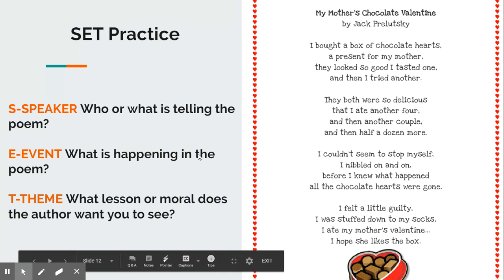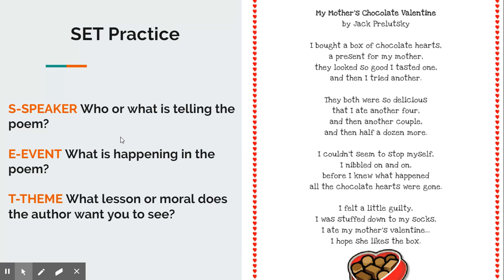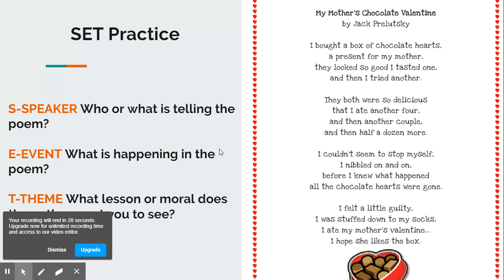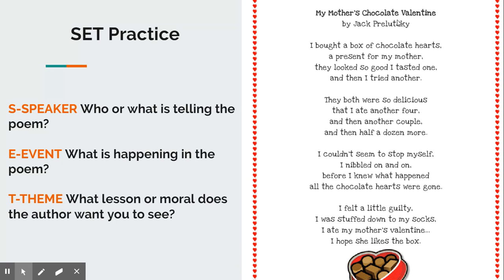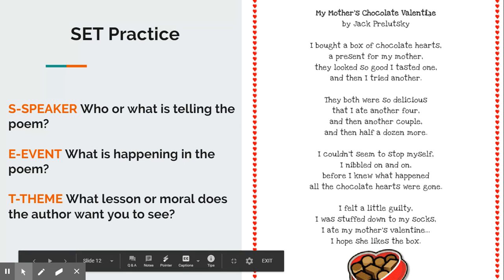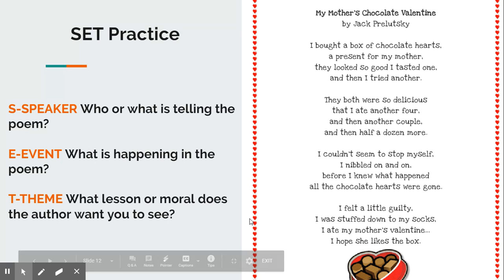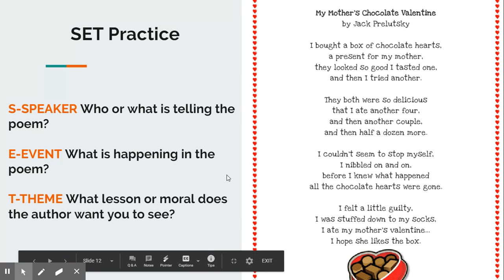Okay, you should have read the poem by now. Your speaker is a little kid. You can tell because they're buying a present for their mother, but then they don't have the self-control to stop. Event is Valentine's Day. Lots of clues here, mostly the title and that he's buying her a Valentine. Theme could be anything from it's the thought that counts to try and control yourself, gifts are for others, stuff like that.